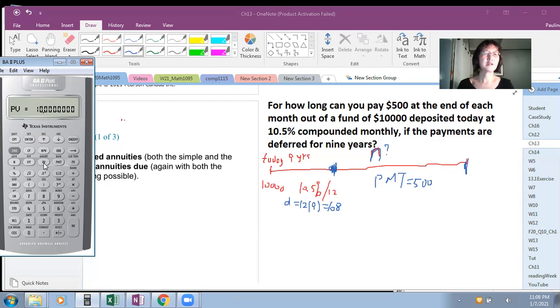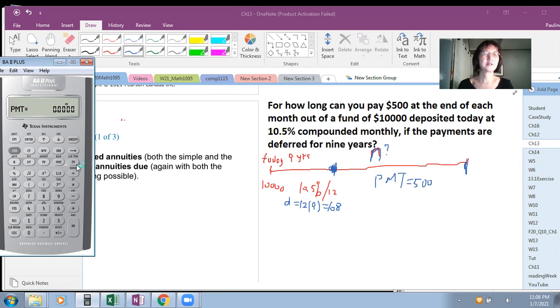10,000 is PV, present value. 10.5 is interest. 108 is term N. See here, from here to here, 108. 0 PMT.